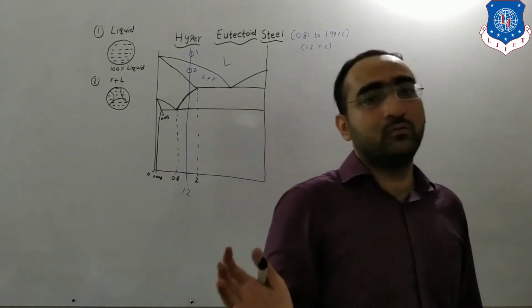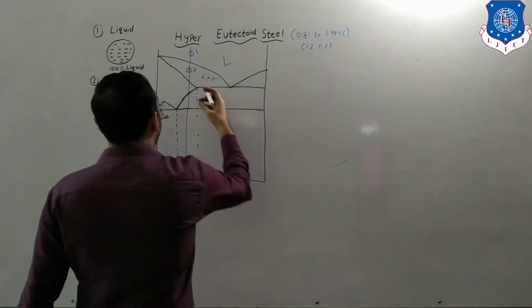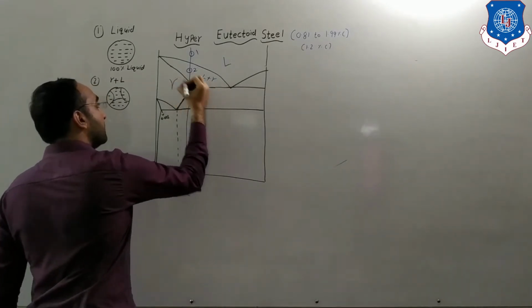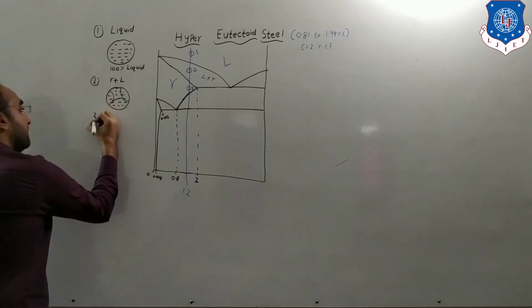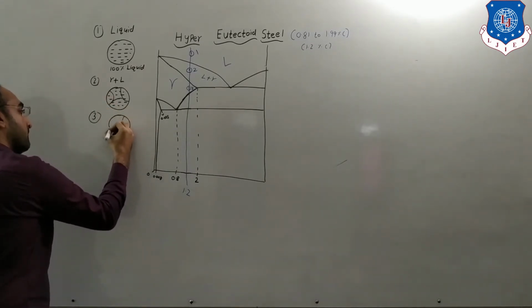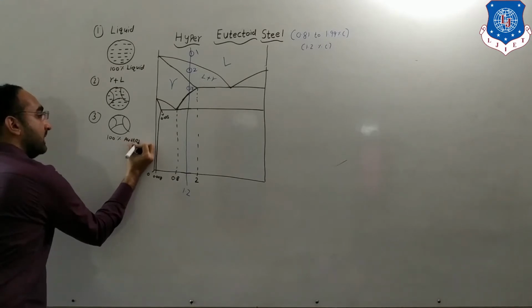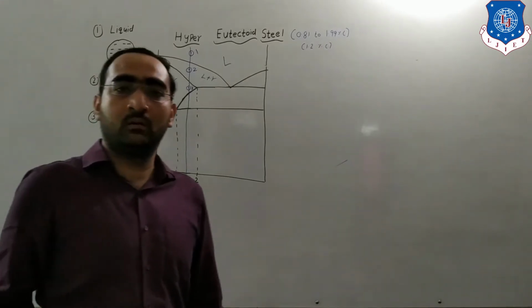On further cooling, the liquid state will disappear, and it will fall in the third region, the gamma state. The gamma region is 100% austenite. That is the third step.